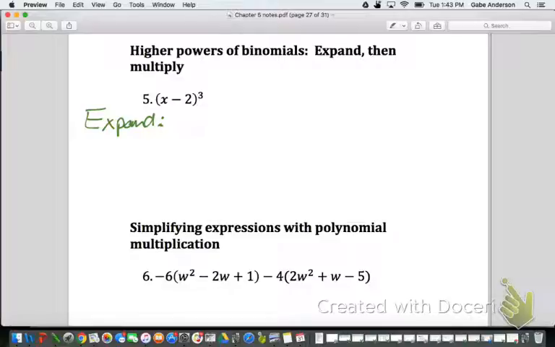Okay, so, Christiana, would you mind getting your notes out, please? 5.6, 5.7, 5.8 is where we're at. So the first step here would be to expand x minus 2 cubed into what it really means. What it really means is x minus 2 times x minus 2 times x minus 2.